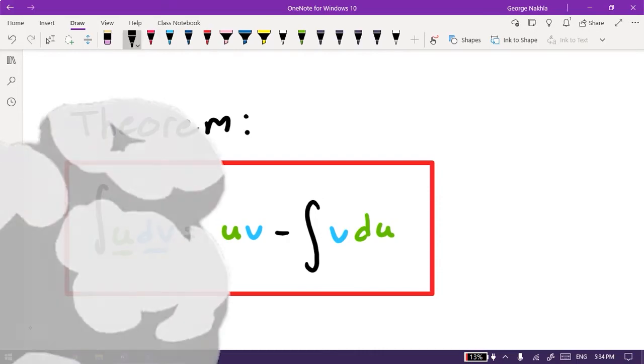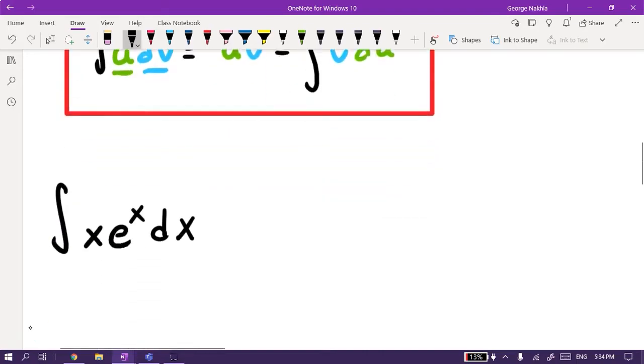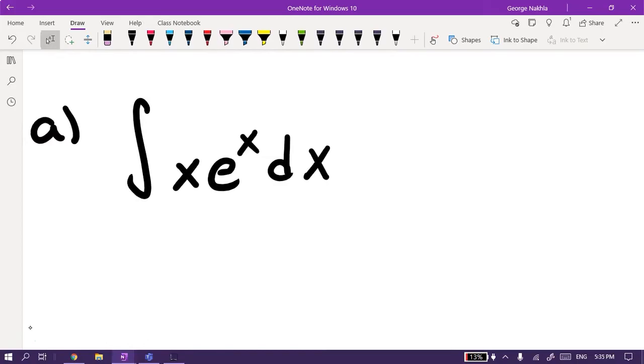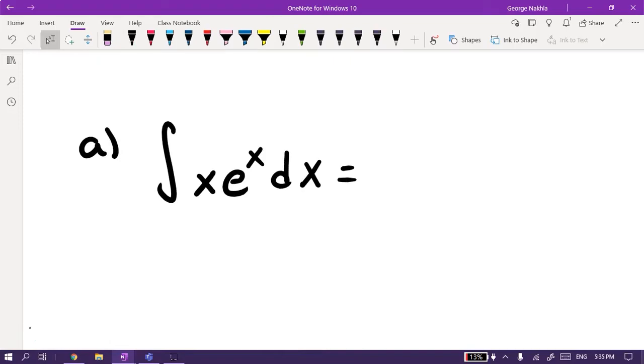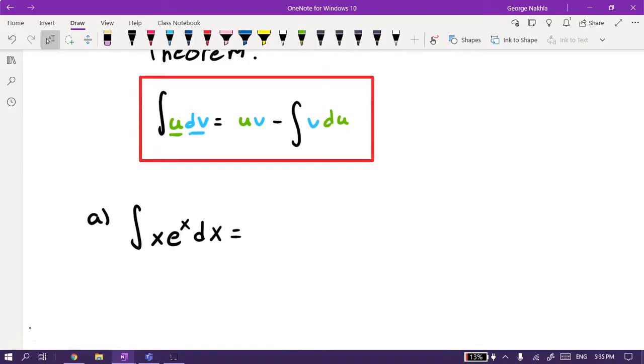This equation is fairly simple, and once you apply it to a question, you'll see that it's actually really easy to do. So let's start off with a simple expression right here. Find the integral of x times e to the x dx. So the first thing you want to do is pick your u and your dv values.